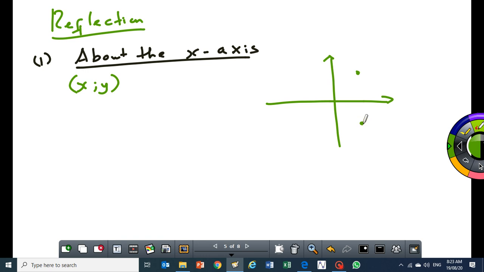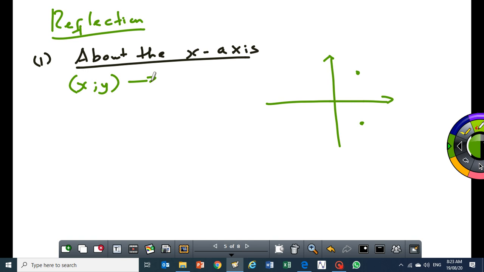It moves to a point which is below the x-axis. What does that mean now? The x value still remains the same. The x value doesn't change. Reflection about the x-axis does not change the x value, but it changes the y value. So the point will be (x, -y). The y changes from being positive to negative or vice versa.